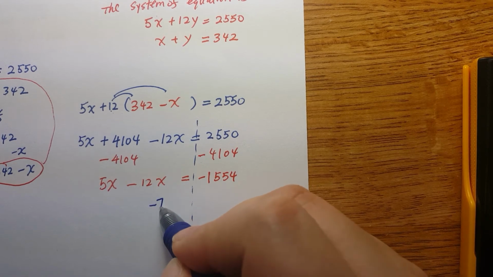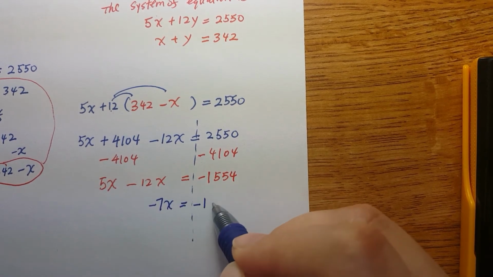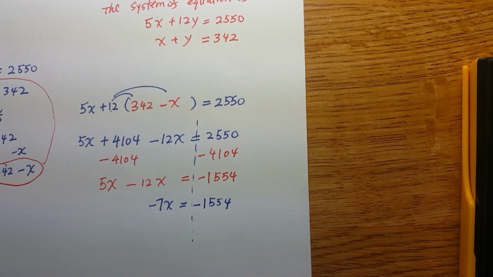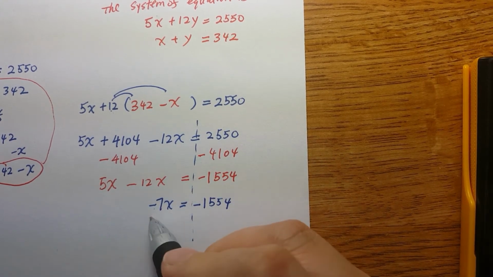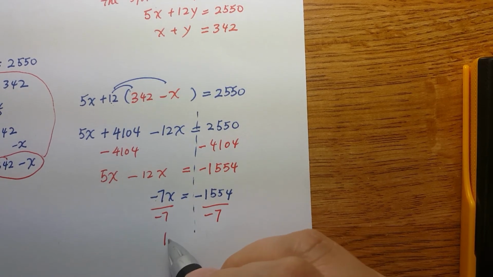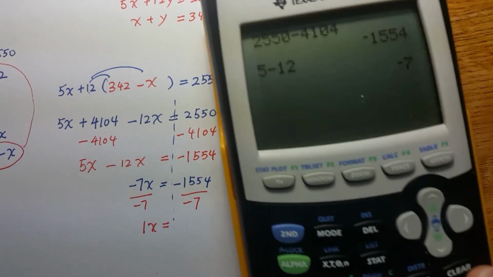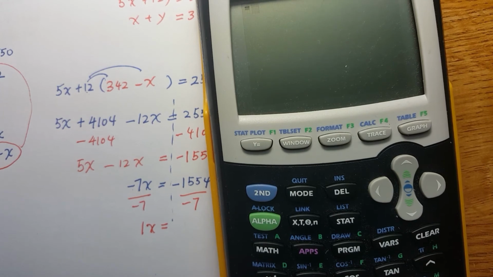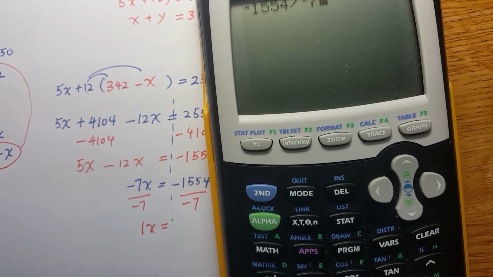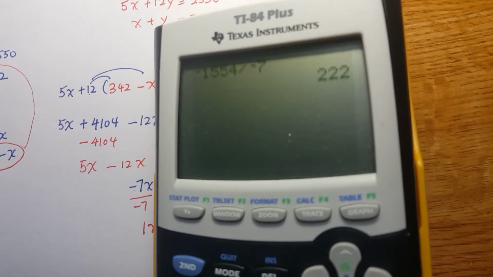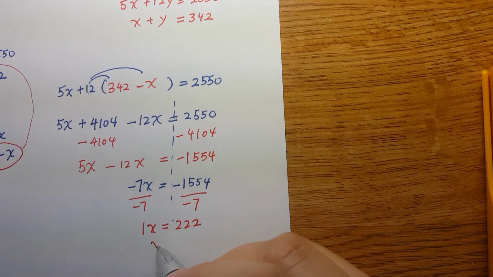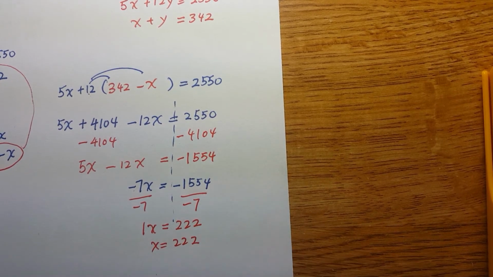So we have -7x equal -1,554. -7x, so it tells us to do division. So we divide by -7, divide by -7. -7 divided by -7 is 1, so we get 1x equal -1,554 divided by -7. So we got 222. So that means x equal to 222.